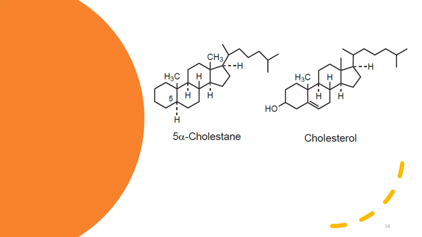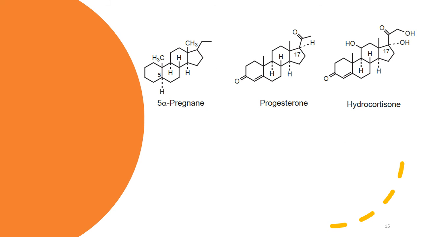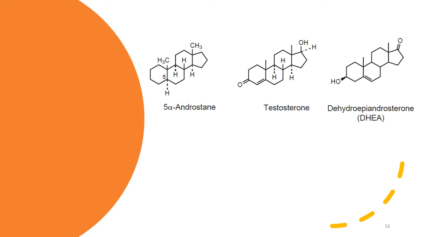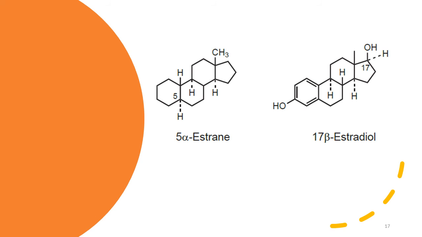5 alpha cholestane, the example is cholesterol. 5 alpha pregnane, the examples are progesterone and hydrocortisone. I've asked the question for the same. Next is 5 alpha androstane, the examples are testosterone and dehydroepiandrosterone. 5 alpha estrane, the example is 17 beta estradiol. If you see 17 beta estradiol, the ring A is a completely unsaturated ring system adopting a planar configuration.